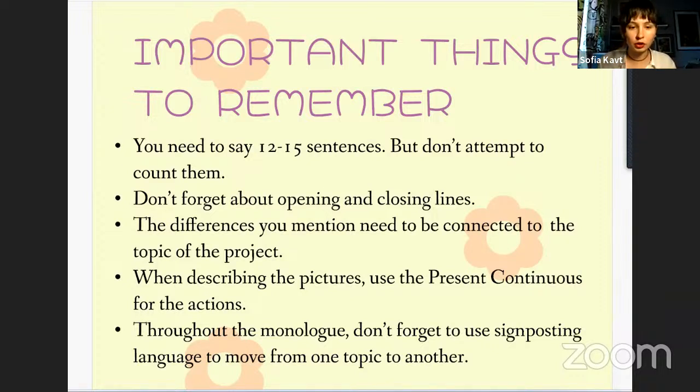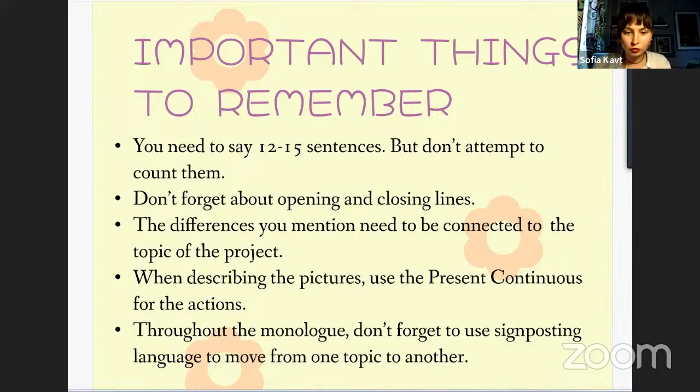The next important thing to bear in mind is not to forget about opening and closing lines. Although these points are not included in the plan, you will still be penalized for omitting them, right? So don't forget to greet your friend and say that you have been looking for illustrations for your project. And don't forget to say goodbye to them and say you're looking forward to their feedback. So opening and closing lines need to be there.